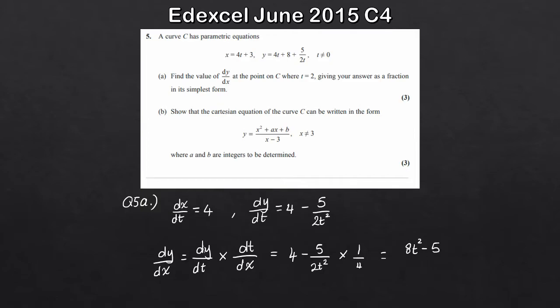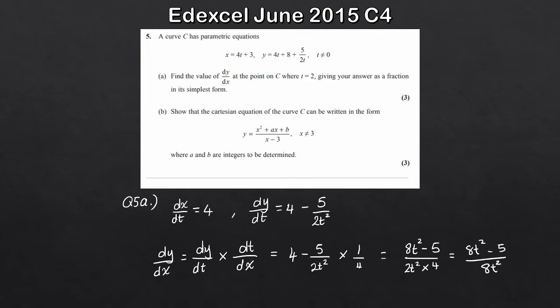So that would be over 2t squared. But then don't forget we're timing it by 4, so it's 2t squared times by 4. So what I get is 8t squared minus 5 over 8t squared.